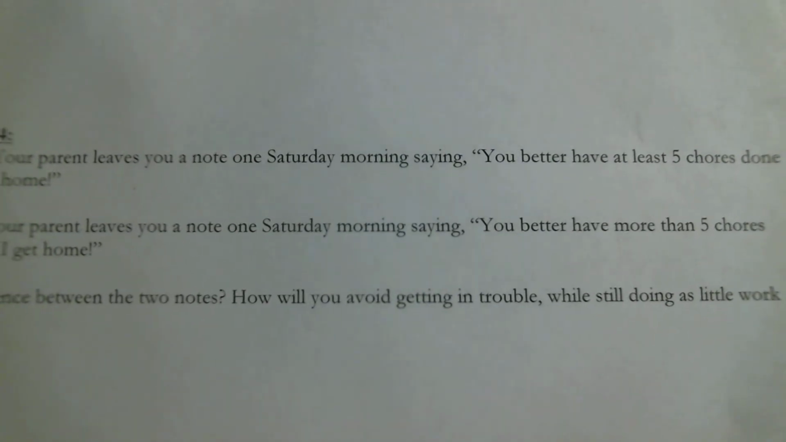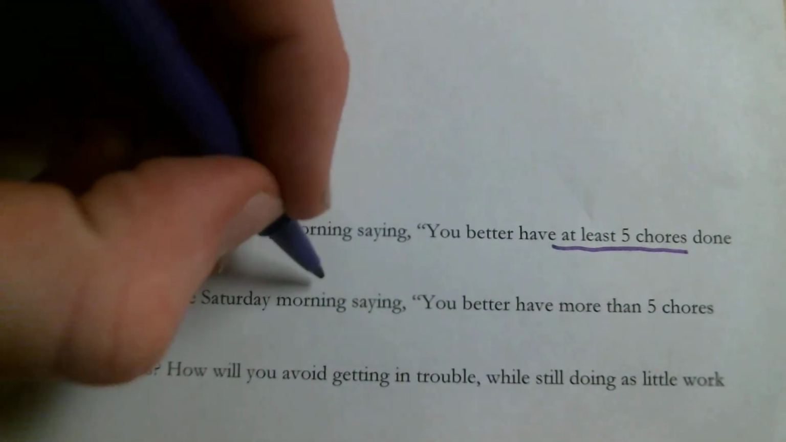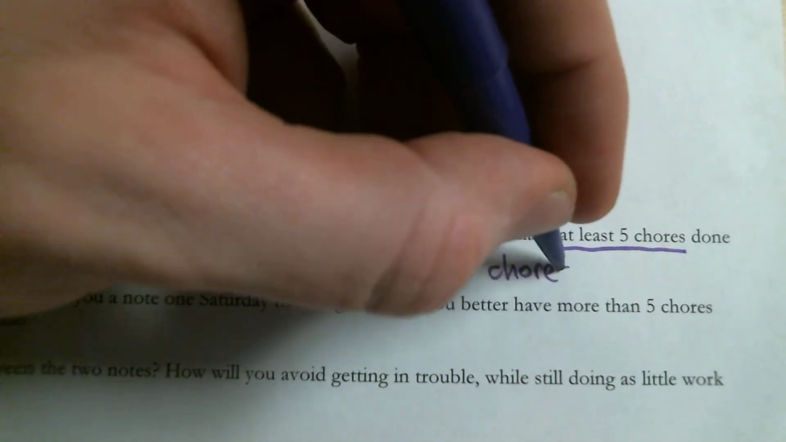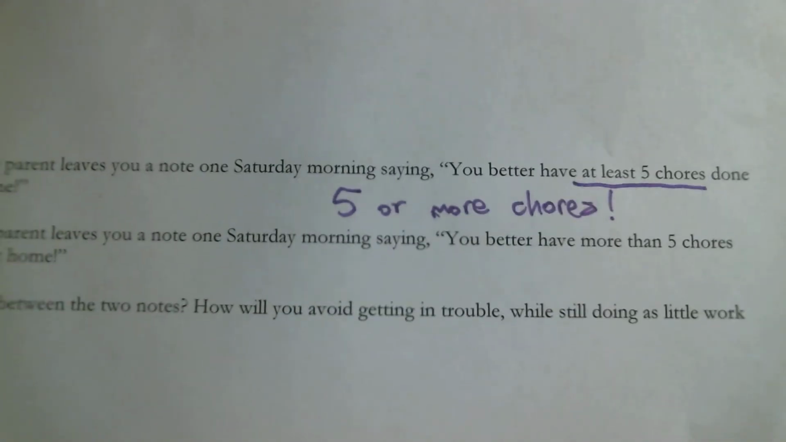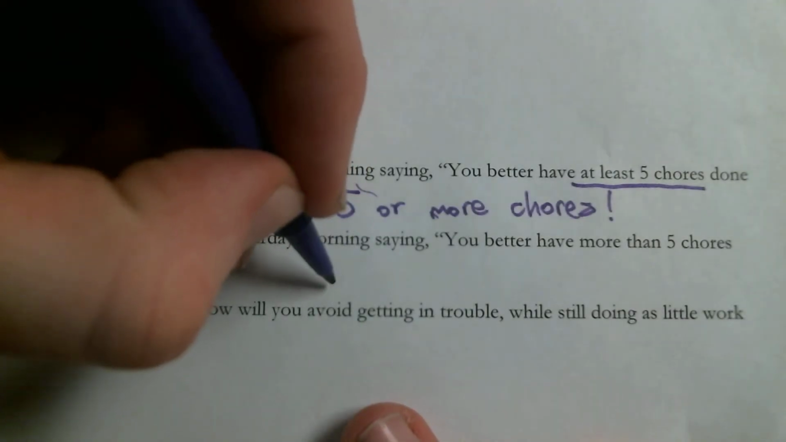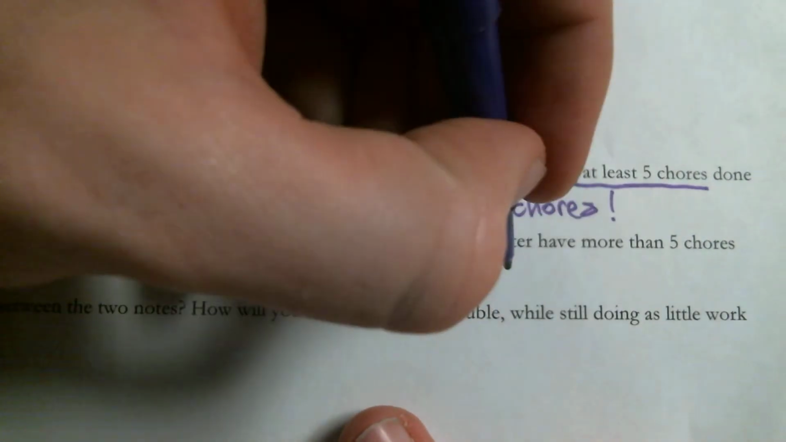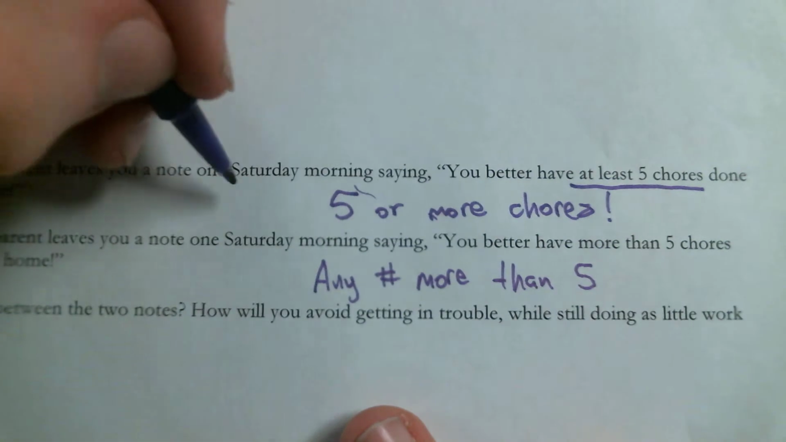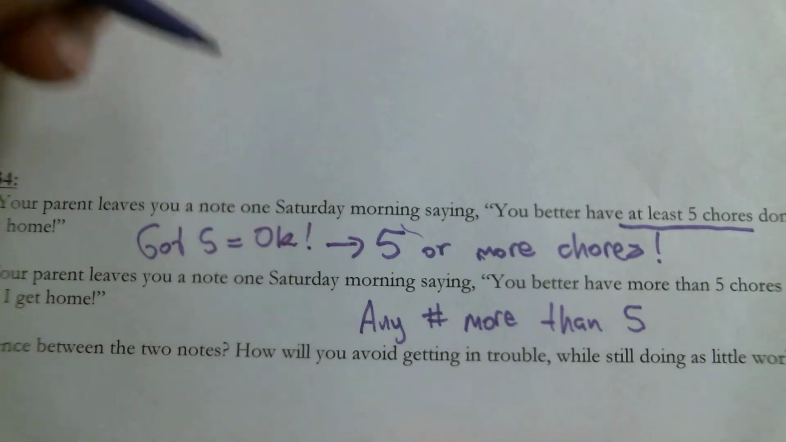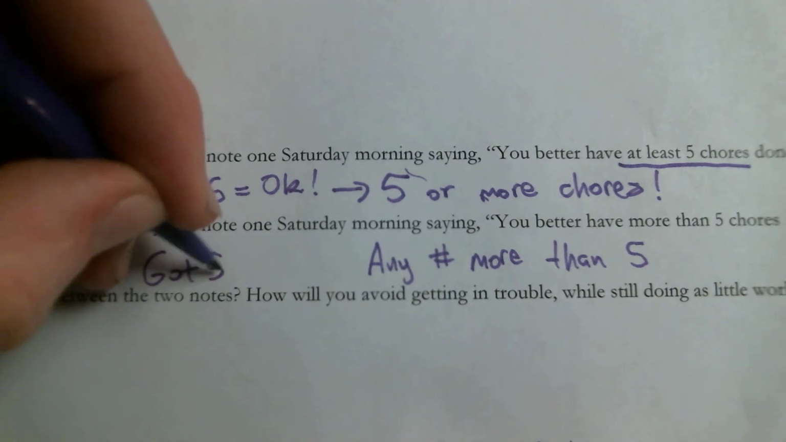This is what today's lesson is all about. Well, when we say at least 5 chores, that means they want you to have 5 or more chores done. But here, if you better have more than 5 chores done, that means if you have 5 chores done, you're going to get in trouble. You have to have any number more than 5. So this one, if you have 5 done, you're okay. You're not in trouble. But on this note, if you've got 5, you're probably in trouble.